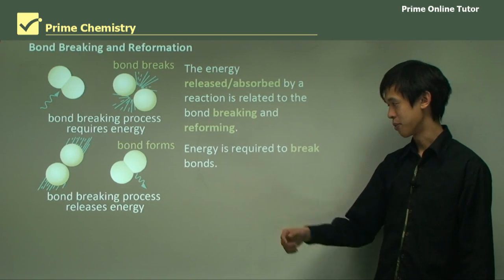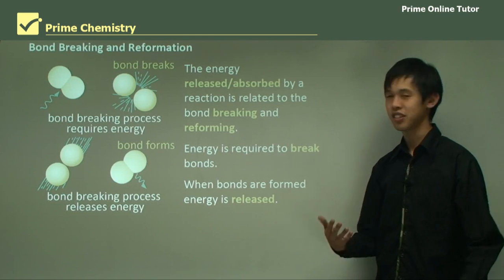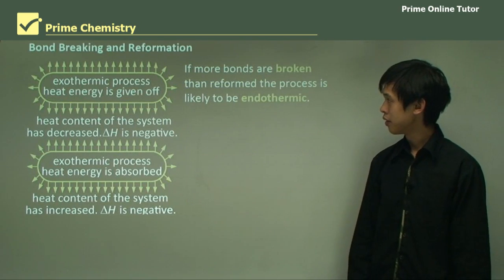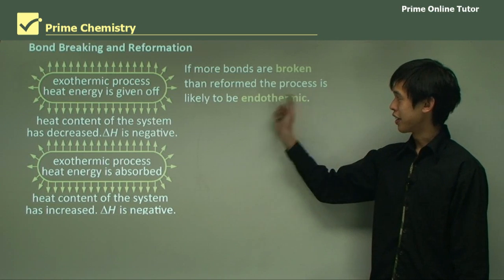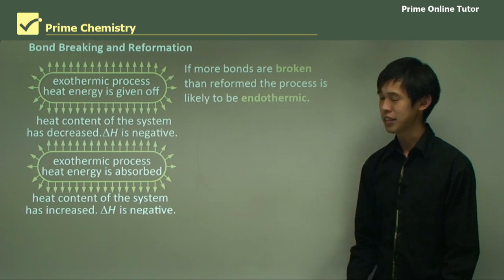So again, energy is required to break bonds. And when bonds are formed, energy is released. Okay, so we're just going to keep drilling that into you because that's the key point of this. So if more bonds are broken than reformed, the process is endothermic. Okay, so what does that mean?